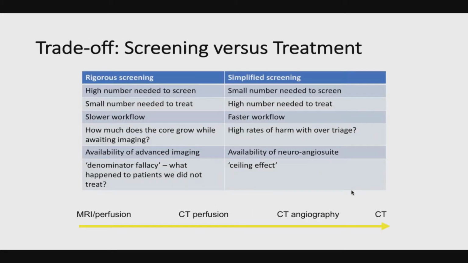Now, if we look at the screening process, we have the rigorous screening process and we have a more simplified screening process. With a rigorous screening process, when we are more strict, we are treating a smaller number of patients. Our workflow is much slower because it takes us longer to move these patients through these advanced imaging techniques. And while we are delaying this patient, remember, this ischemic penumbra thing is a dynamic process.